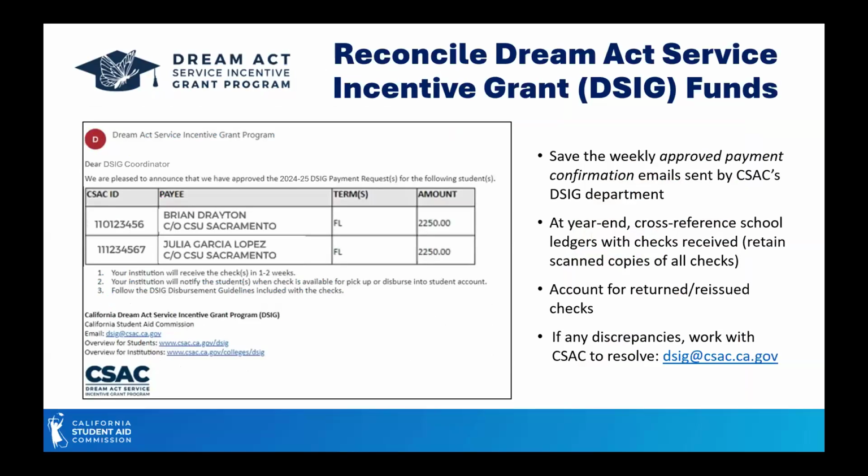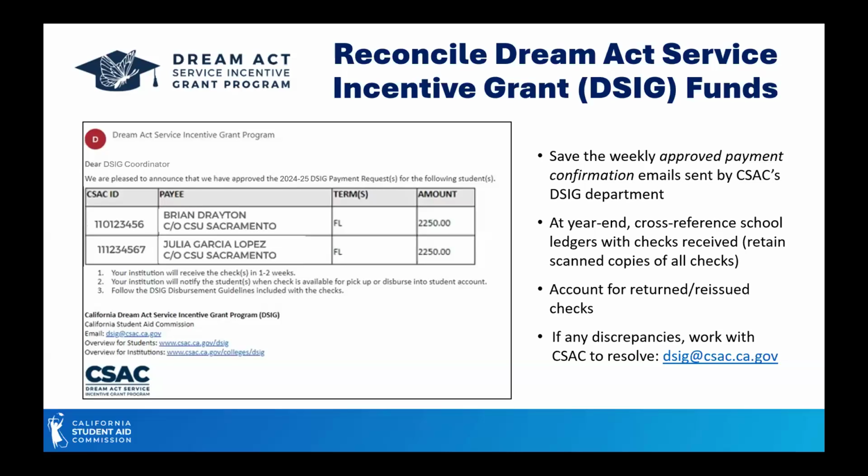Now, since this program has been around for a couple years, we do have a reconciliation process. So you will be needing to reconcile the Dream Act Service Incentive Grant DSIG funds. If you're at a financial aid office, this is important to listen to. This process is a little bit different from our Cal Grant reconciliation process since Cal Grant is such a larger program. There's not a whole lot to DSIG reconciling, but the key part of it is that you should be saving the weekly approved payment confirmation emails sent by our DSIG department.